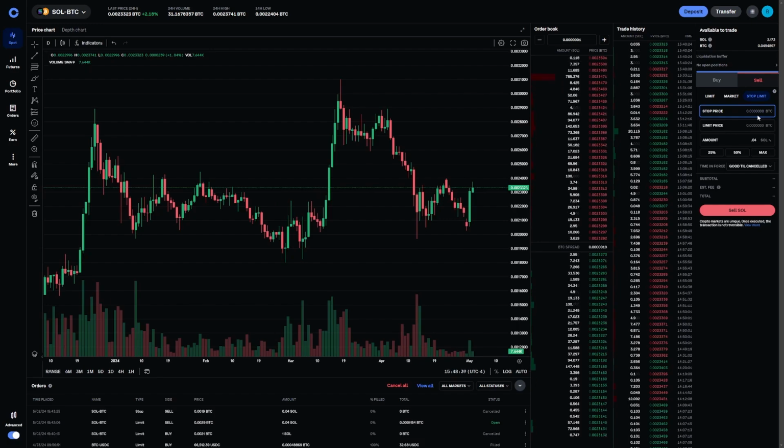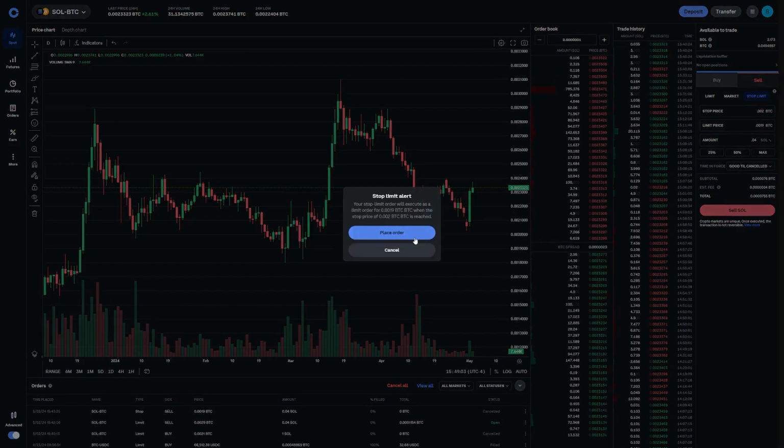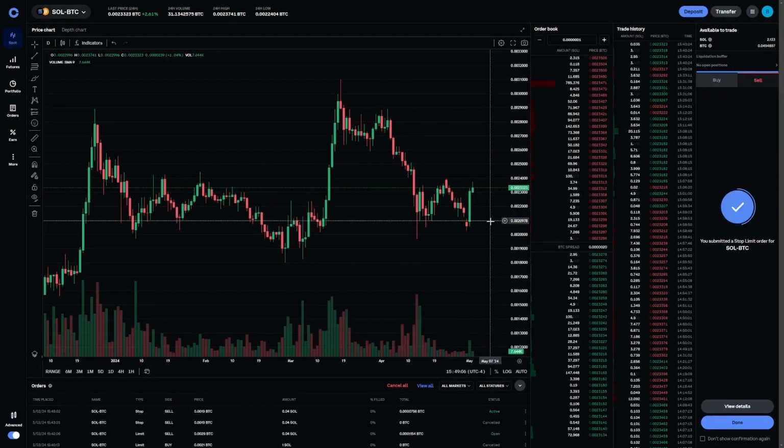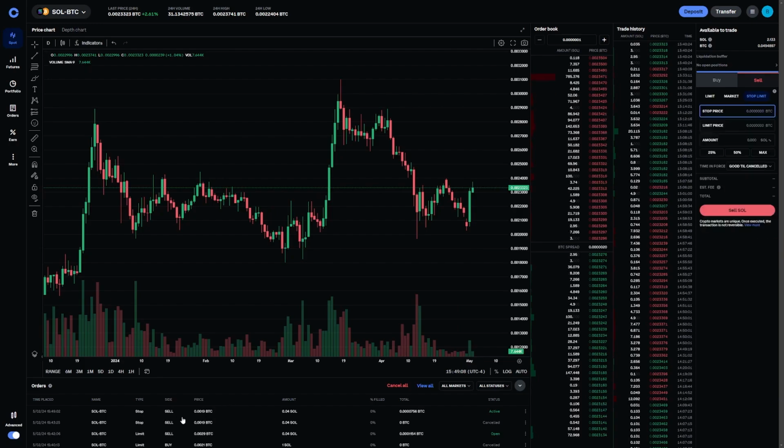So I'm going to say that I want my stop order price to be at 0.002. Now, I want my limit price, where my actual stop loss is going to be triggering around, to be 0.00, let's make it 19. Now, what this does is create a little bit of a range. I'm going to go ahead and click sell and place order. And now what you'll see is that my stop price, my sell order, is set for 0.0019 BTC.